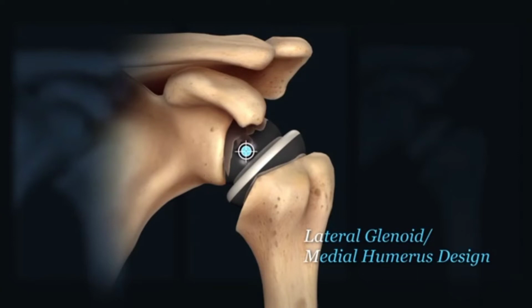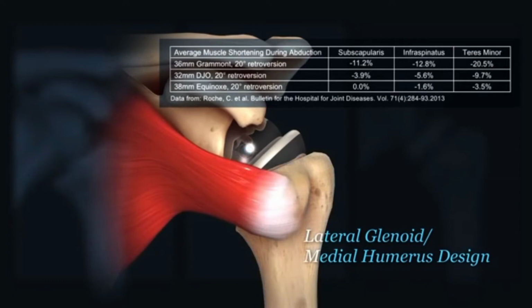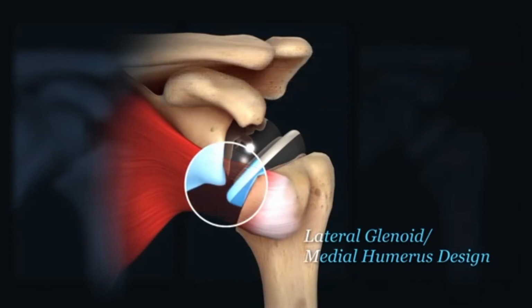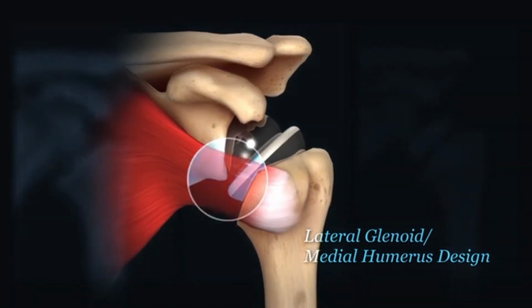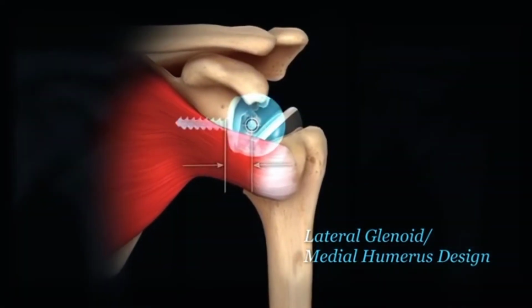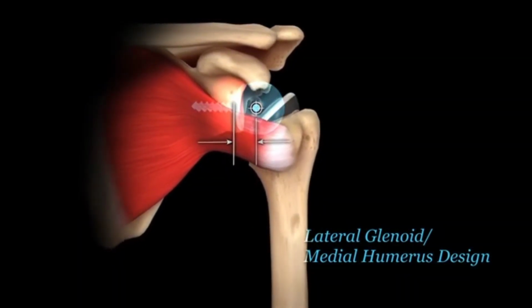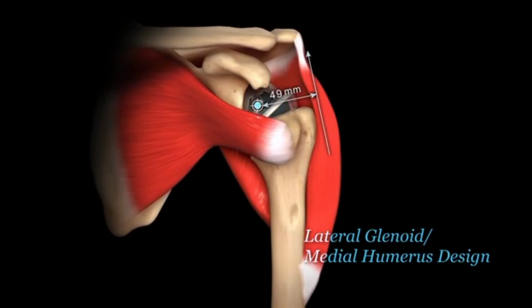Lateralizing the center of rotation lateralizes the humerus, which tensions the remaining rotator cuff muscles and minimizes humeral impingement with the scapular neck. However, lateralizing the center of rotation increases the torque on the glenoid fixation surface and decreases the length of the deltoid abductor moment arms.